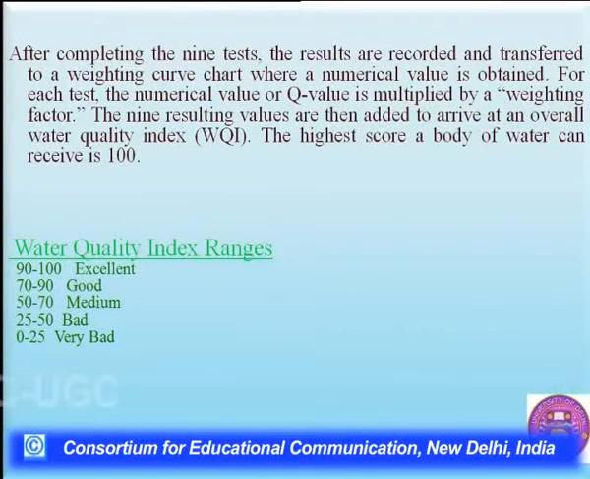Through this mathematical interpretation and different ways of weighting the vectors, we can understand the result value, and then we put it in the range of the water quality index, which varies depending on the availability of the range of values. It starts from very bad, then medium, then good, and ultimately excellent.